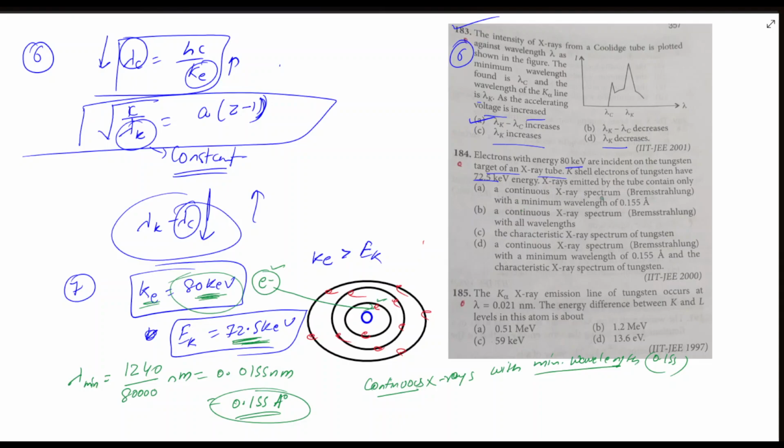Okay, so let's check. A continuous spectrum, Bremsstrahlung, with minimum wavelength of 0.155, so this is correct. Now a continuous X-ray spectrum with all wavelengths, so this is wrong. After this wavelength, there will be more. The characteristic X-ray spectrum of tungsten, so this is also correct. A continuous X-ray spectrum with this minimum wavelength and the characteristic X-ray spectrum of tungsten. So yes, option D is the most correct among them. A and C are also correct, but D is the most correct. This question is quite interesting.